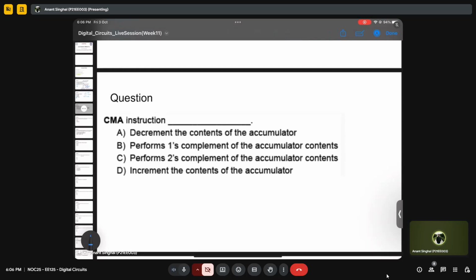Now it is asking about the CMA instruction. If you already know, please type your answers in the chat box. Maybe I'll give you 1 minute and then I'll try to explain.